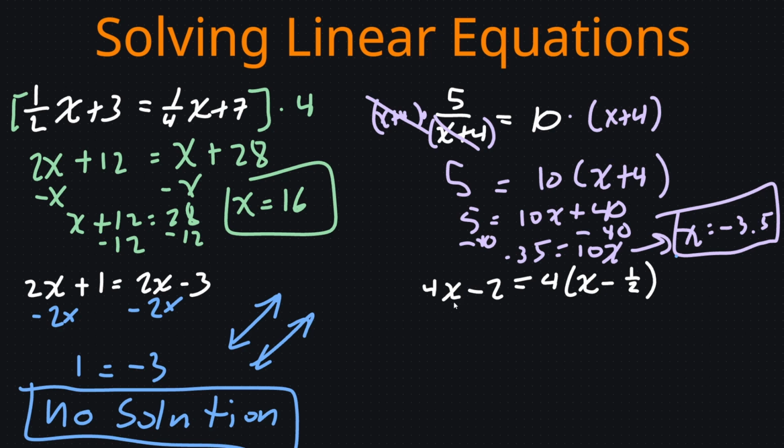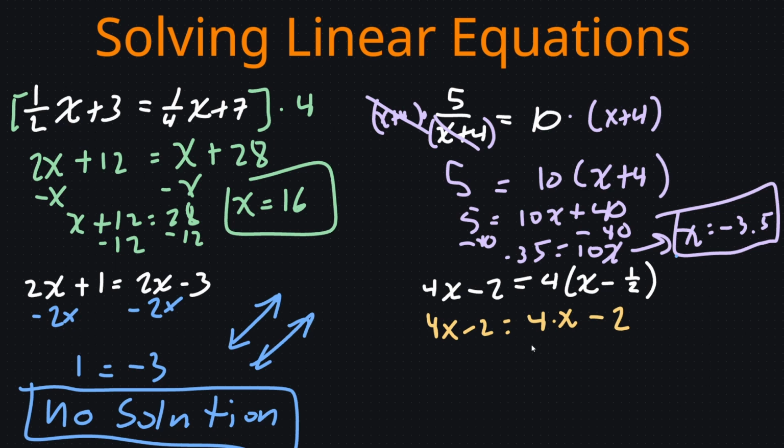For this one, we have 4x minus 2 is equal to 4 times the quantity x minus 1/2. Now, like usual, I see a distribution. I'm just going to distribute, make life easier. So I have 4x minus 2 is equal to 4 times x minus 4 times 1/2, which is going to give us just a 2. Oh, that's kind of interesting. They're the same on both sides. What does that mean? Well, let's see.